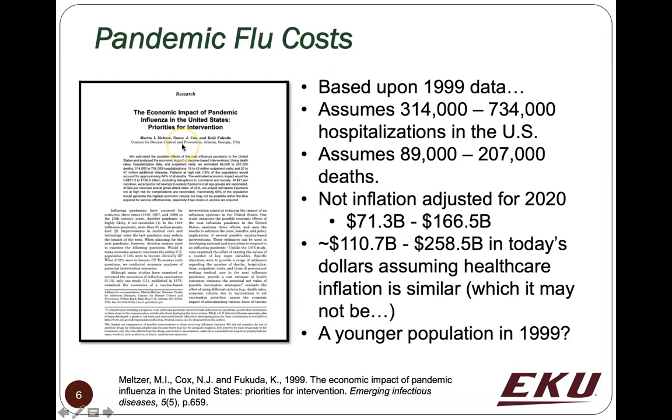These CDC authors published this paper, The Economic Impact of Pandemic Influenza in the U.S.: Priorities for Intervention. And they were kind of showing what would be the benefit of having vaccinations as well as other potential programs to prevent pandemic influenza. And the reason is because they kind of get at this with the quote that Ben Franklin says, which is, an ounce of prevention is worth a pound of cure. And you all may have heard me reference that before.